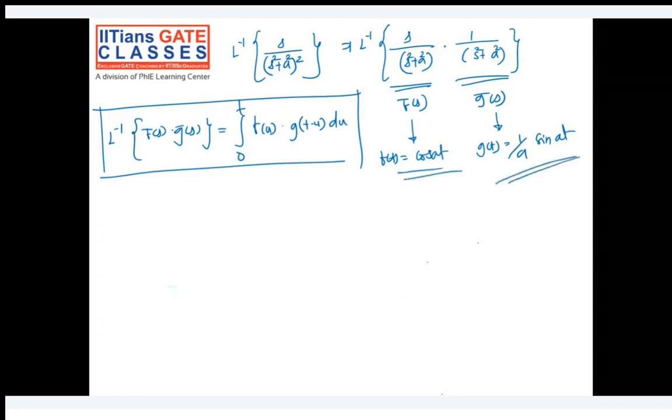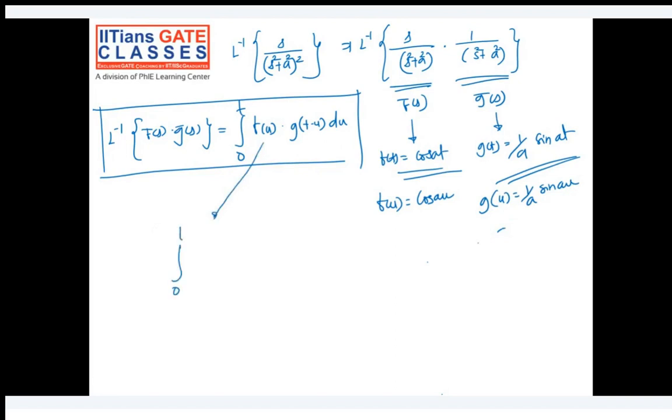So what is f of u? F of u is cos of au. And g of u is 1 upon a sine of au. What is g of t minus u? Because that is what you have to put into this formula, right? So if I want to proceed further, how will I calculate it? Integration 0 to t, f of u is cos of au, multiplied by g of t minus u, which is 1 upon a, which I'll take out, sine of a into (t minus u) du. Are you following how I'm writing like this?